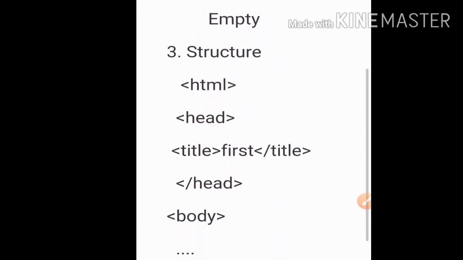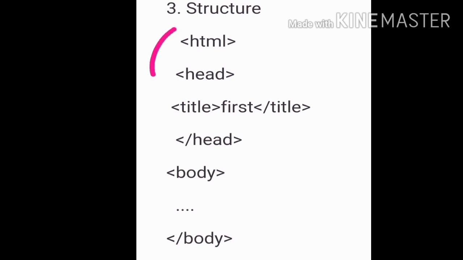Next, see the basic structure of HTML. This is the basic structure of HTML. The first thing is you have to write the HTML tag. Within this HTML tag you have to write all the other tags. You have the starting of the HTML tag and this is the ending of the HTML tag. Within this you have to write all the code.